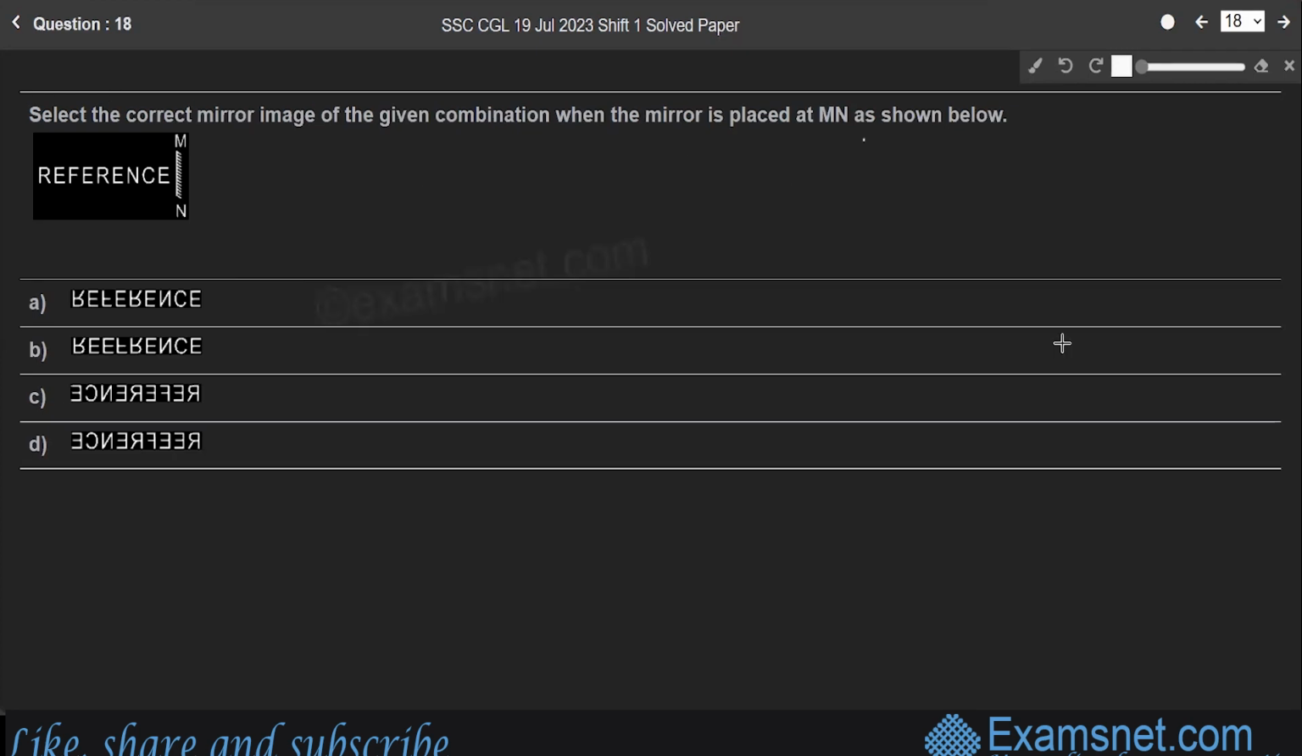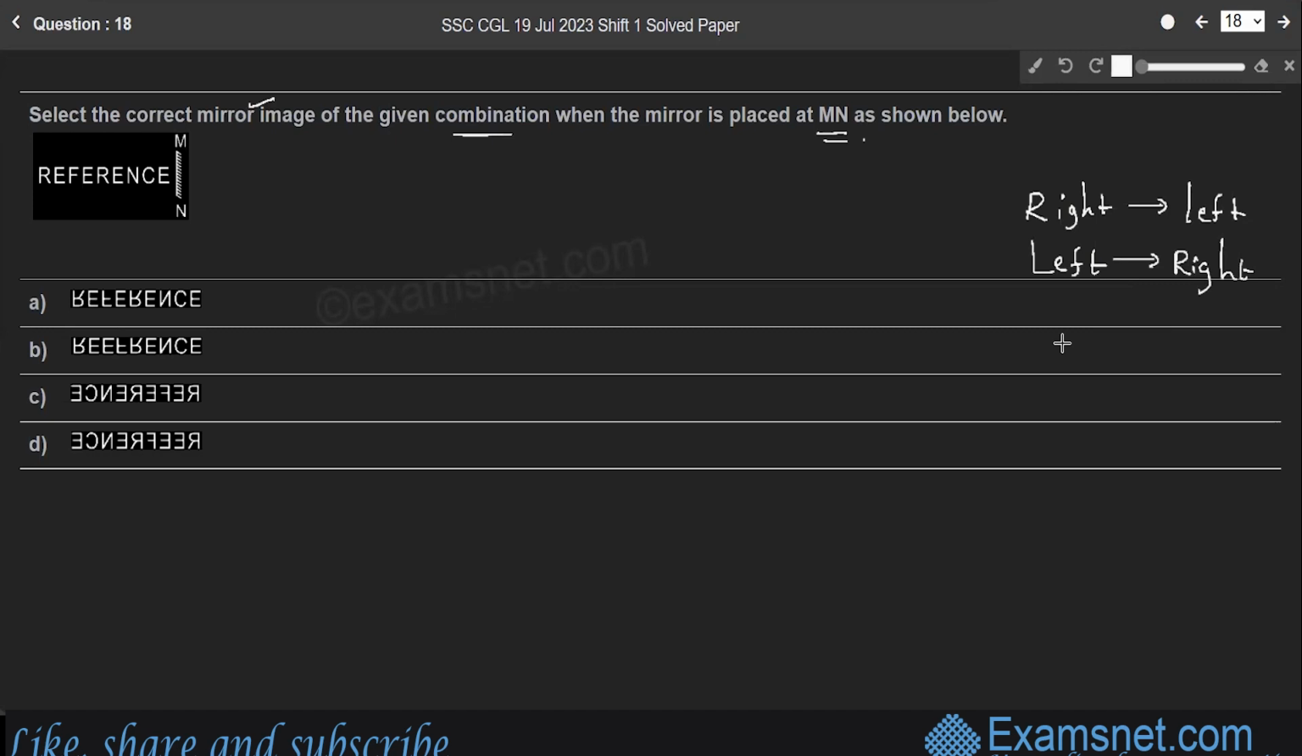Question 18. Select the correct mirror image of the given combination when the mirror is placed at MN as shown below. Here, the mirror is placed vertically. When a mirror is placed vertically, you will get the image of the given figure such that the right part of the given figure appears to be the left part of the image, and the left of the given figure appears to be the right of the image.